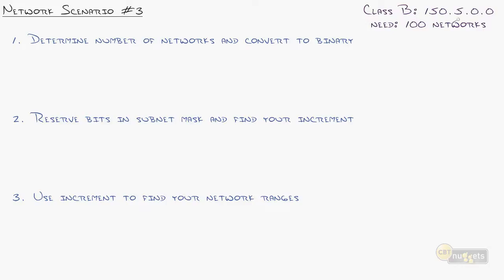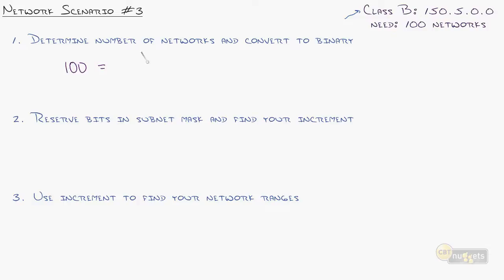So number 1. Okay, so let's look at our situation first. We have a Class B network, 150.5.0.0. And we want to break that into 100 individual subnets or 100 individual networks to disperse around our organization. Okay, so with that in place, let's start off. Determine the number of networks and convert to binary. Well, it was given to us.